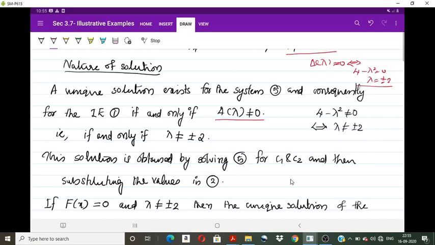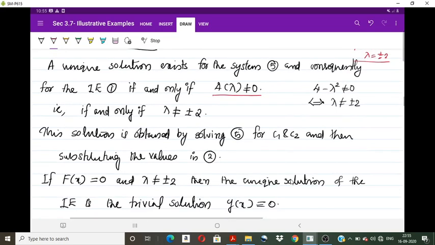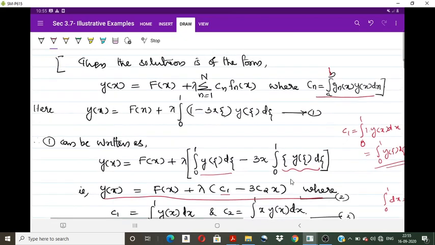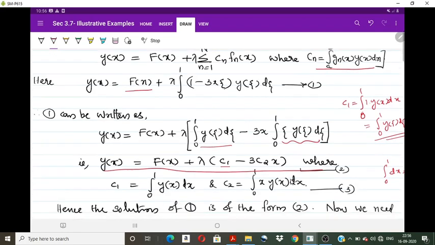Now, suppose one more thing: that f of x is identically equal to 0. Then the integral equation will be a homogeneous integral equation, that is, there is no f of x term. f of x is equal to 0, and then the solution will be of the form lambda into c1 minus 3c2 x.